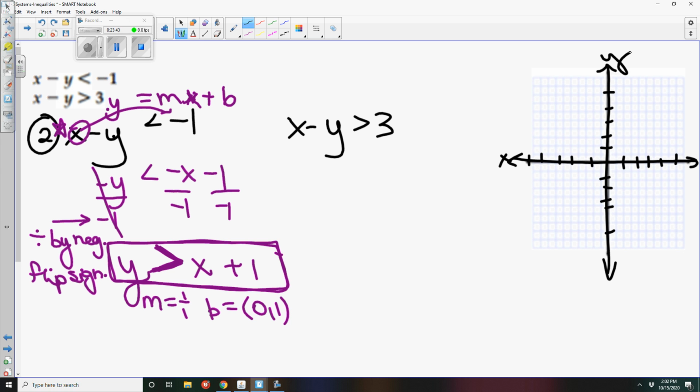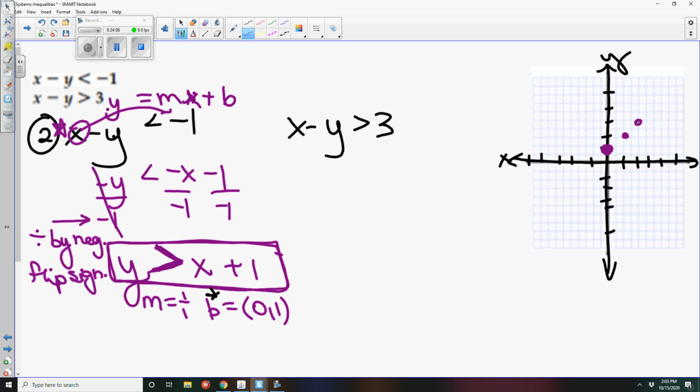Alright. Now, where are we going to begin to graph this one? So begin with B, 0, 1. 0, then up 1. And now our slope tells us to go where? If it's positive 1 over 1, up 1, right 1, up 1, right 1.